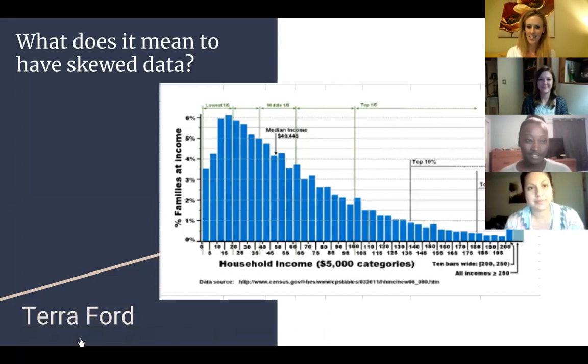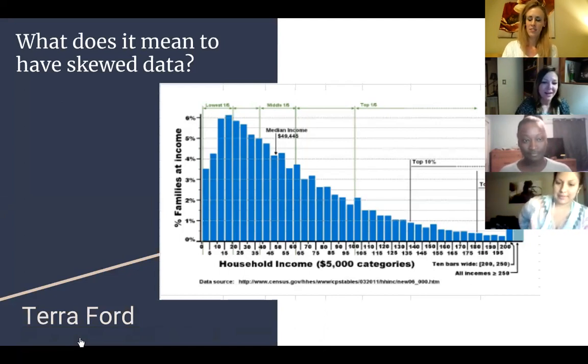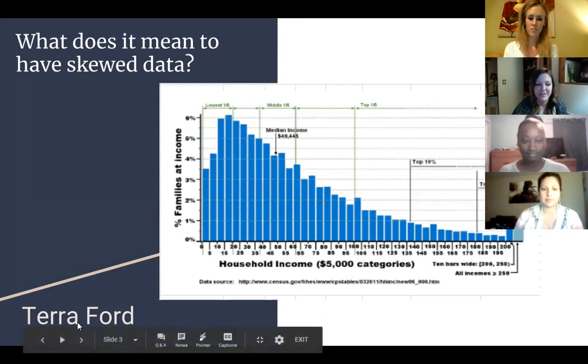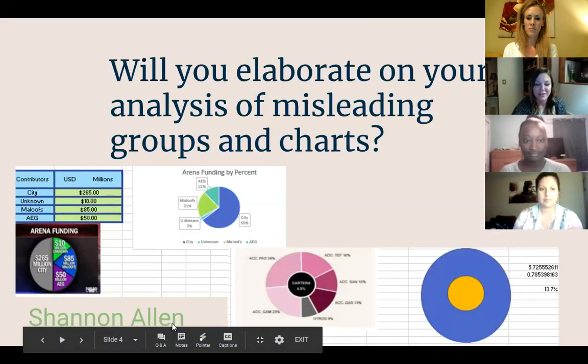What does it mean to have skewed data? Okay, for a chart to have skewed data, it has no standard measure of deviation. In this chart that we see of average family incomes, this means that more Americans have a higher income than the median or middle income of the chart. If the chart is skewed to the left, it is negatively skewed. If it's skewed to the right, it is positively skewed. Skewed data can also be undefined as either positive or negative.